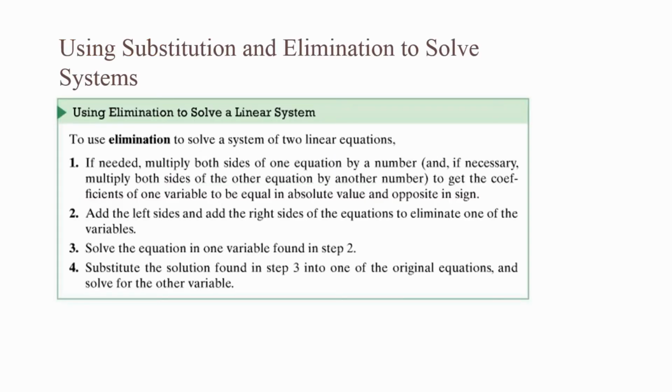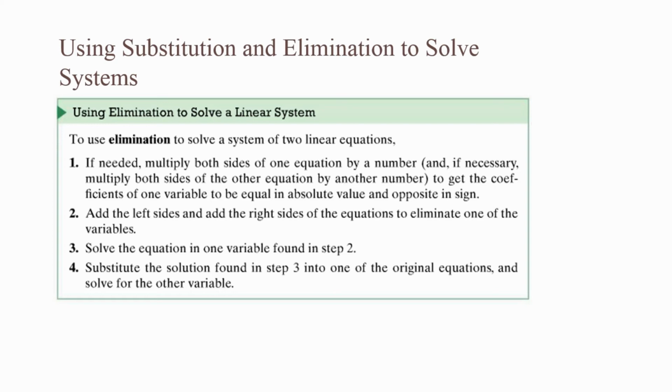Using elimination to solve a linear system. To use elimination to solve a system of two linear equations: 1. If needed, multiply both sides of one equation by a number, and if necessary, multiply both sides of the other equation by another number to get the coefficients of one variable to be equal in absolute value and opposite in sign. This means we want the same number but different signs in front of x or in front of y.